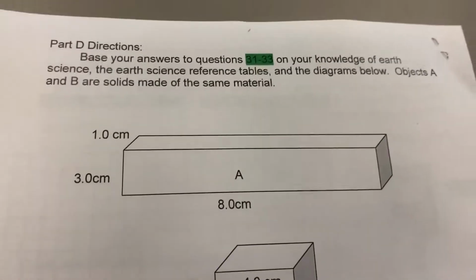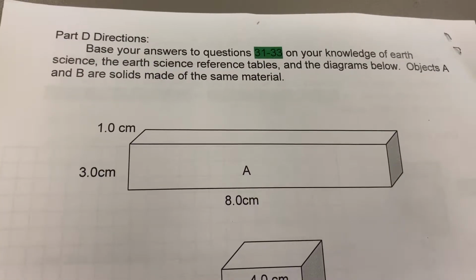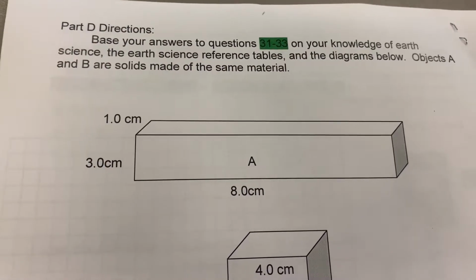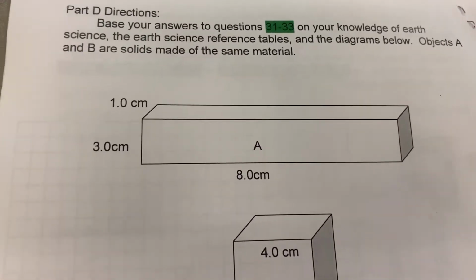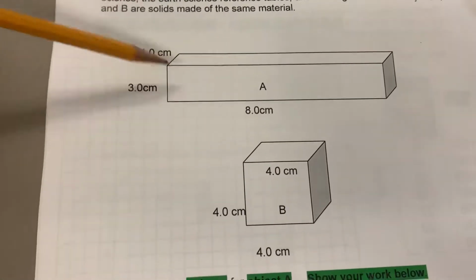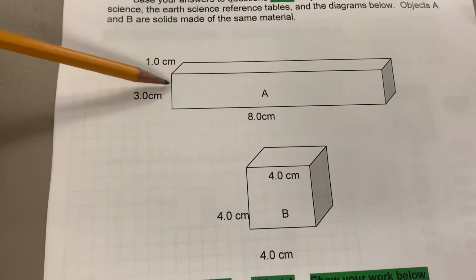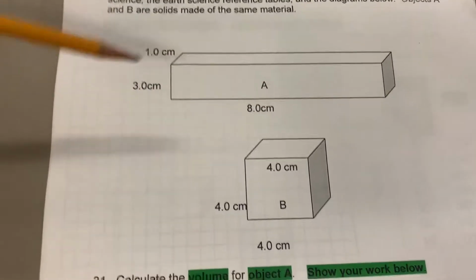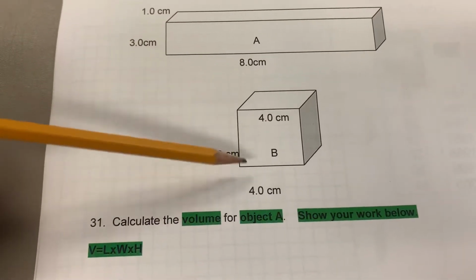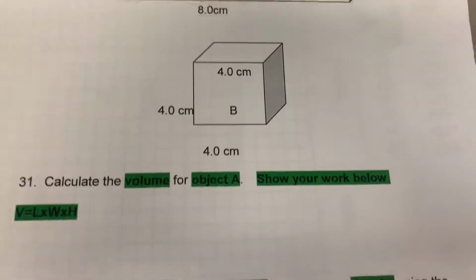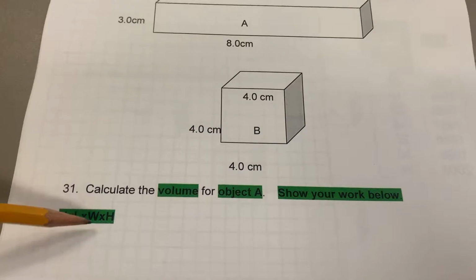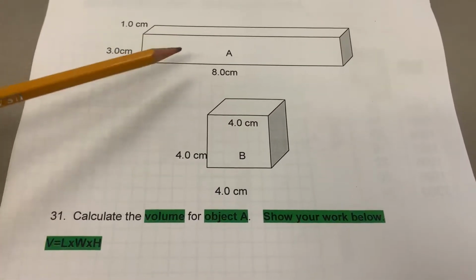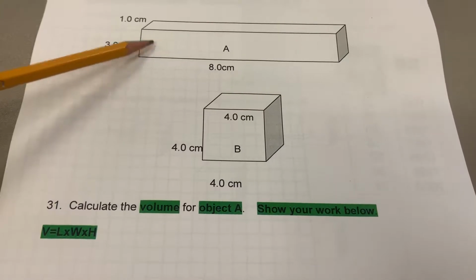Last page. Part D. Base your answers to questions 31 through 33 on your knowledge of earth science and the earth science reference tables, the diagrams below. Objects A and B are solids made of the same material. So we have A, it's 1 centimeter by 3 centimeters by 8 centimeters. B, 4 centimeters by 4 centimeters by 4 centimeters. Calculate the volume for object A and show your work below. Volume equals length times width times height. So calculate the volume of this, length times width times height.